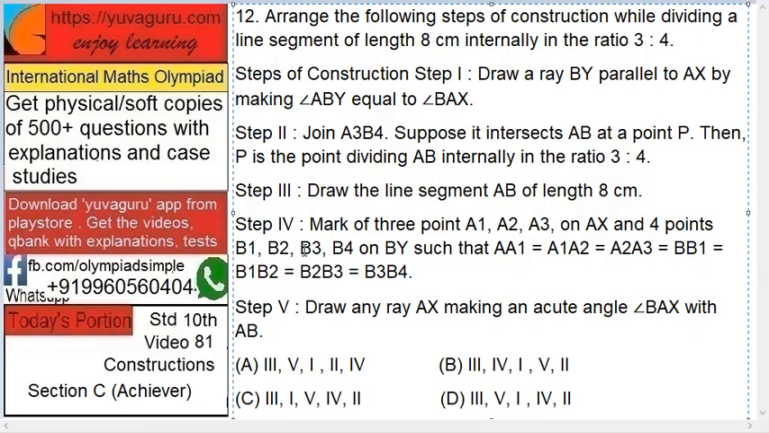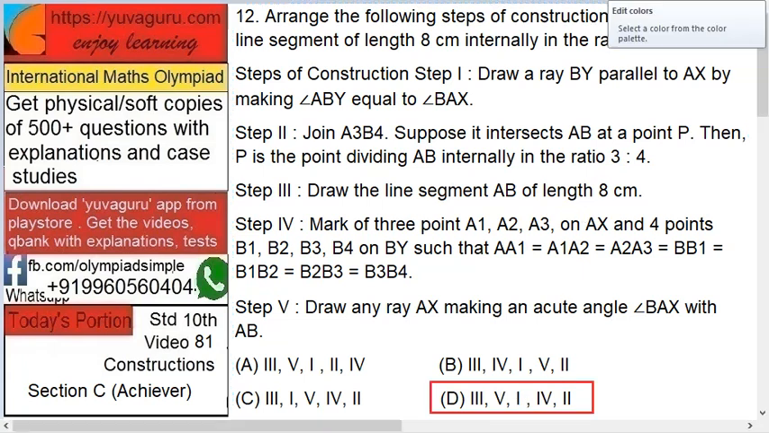Now next is either second or fourth. Now second can't be there because join A3 B4, but we have not drawn A3 B4 at all. So fourth is what? Mark 3 points A1, A2, A3. Yeah, that is okay. Means we are drawing these A1, A2, A3 on AX and similarly B1, B2, B3, B4 on BY such that we'll cut that. We'll join all these. These sides lengths are equal and then we'll join them in step number 2, last step. Okay. So the correct sequence is now then fourth. Now which is the fourth one? This. Third, fifth, first, fourth and second. This is the correct sequence.